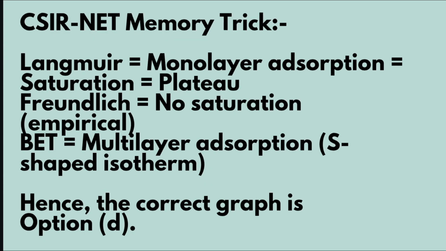Now, remember this memory trick. Langmuir is equal to monolayer adsorption, that is equal to saturation, that is equal to plateau. In Freundlich adsorption, there is no saturation, that is empirical. In BET isotherm, multilayer adsorption, that is an S-shaped isotherm. Hence, for this question, the correct graph is option D.